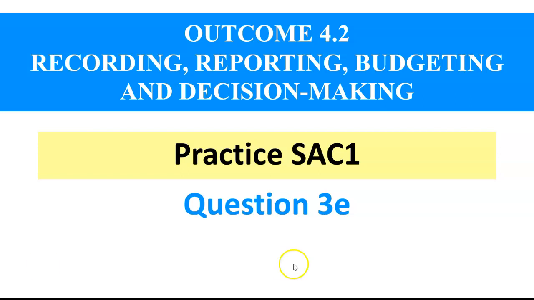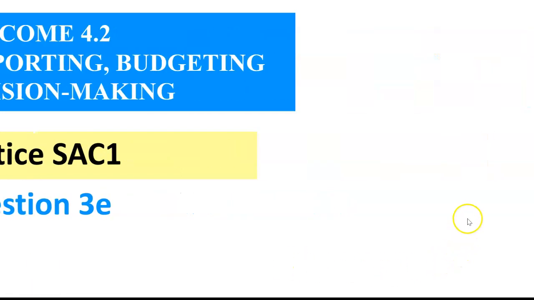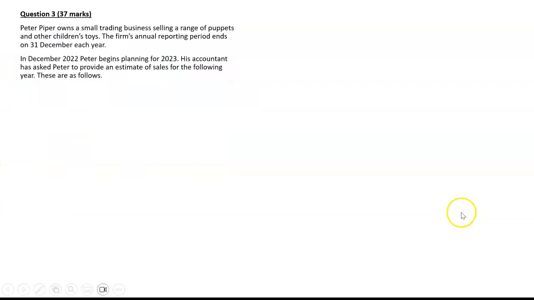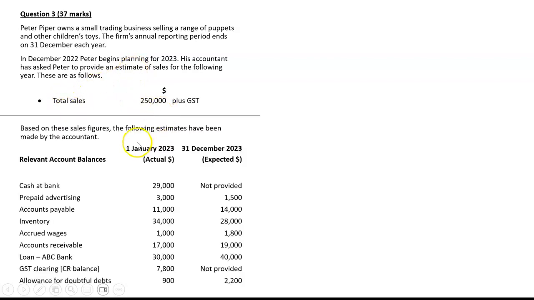The final part of question 3 requires us to do an income statement, and we've got all the information about a business budgeting for 2023. We're told the total sales. We've got all these account balances. Now these are for a balance sheet. That's where account balances go.